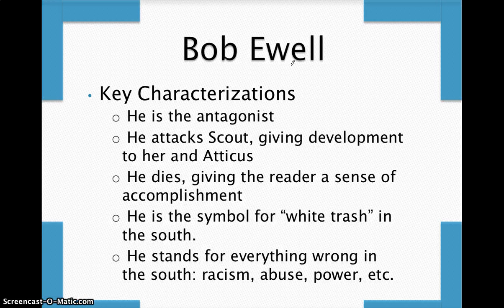He's the antagonist of the story, the bad guy. He attacks Scout and Atticus, giving them both development. He's the symbol for white trash and everything bad in the South, which gives the major characters something to fight against. His drunken actions affect everyone around him, including both his daughter and Tom Robinson, and through his actions, Tom ends up on trial. Now obviously Mayella is the one accusing him, but Bob's influence over her is what sets the emotions into action.